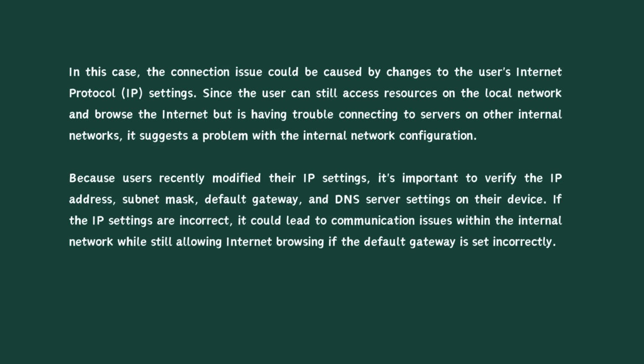Because users recently modified their IP settings, it's important to verify the IP address, subnet mask, default gateway, and DNS server settings on their device. If the IP settings are incorrect, it could lead to communication issues within the internal network, while still allowing internet browsing if the default gateway is set incorrectly.